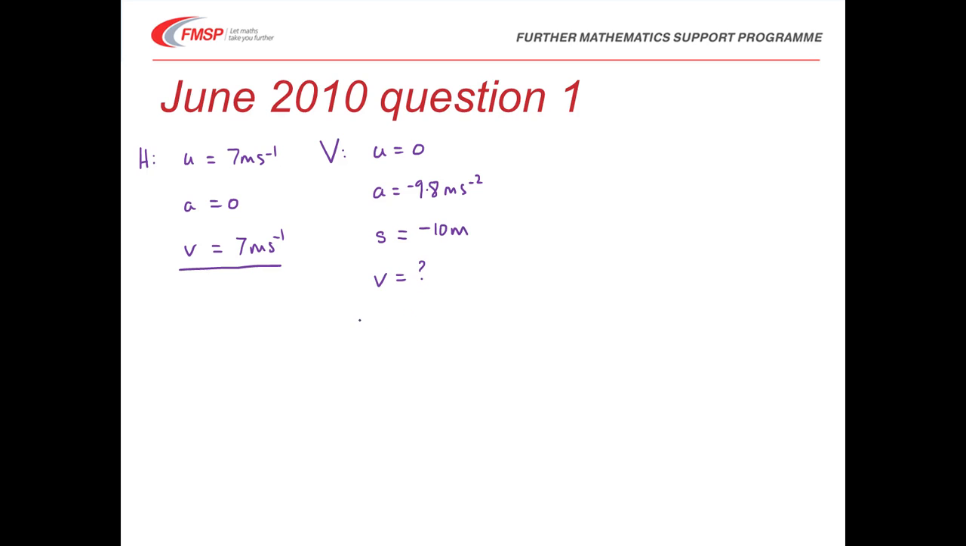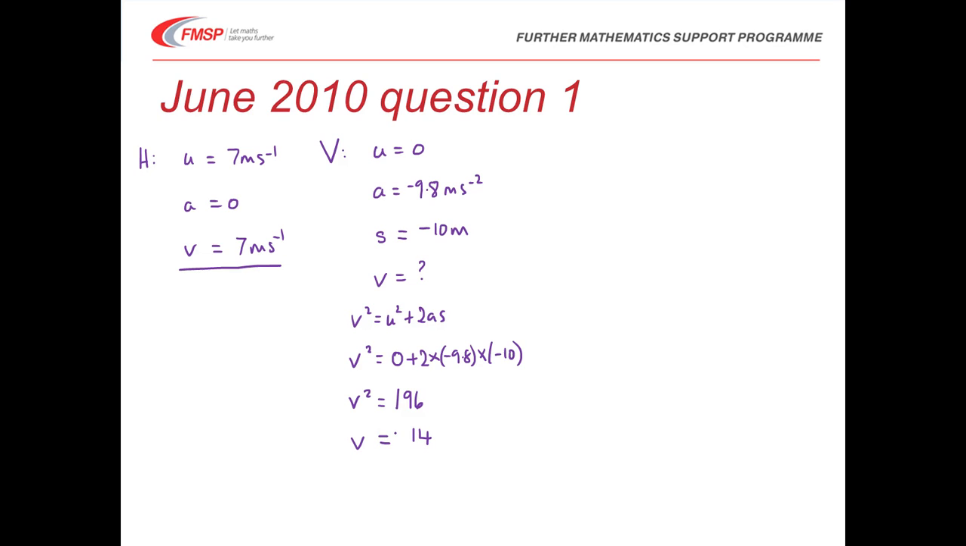Well, given u, a, s and v, v squared equals u squared plus 2as is the most efficient way of getting the answer. V I'm trying to find, but u squared is 0 squared, that's 0, plus 2 times an acceleration of minus 9.8 times a displacement of minus 10. So v squared equals 0 plus, well this is going to come out positive because of the two negatives multiplied together, and I have 10 times 9.8 is 98, times 2 is 196. Well, that's handy because that's a square number. So v is positive or negative 14.